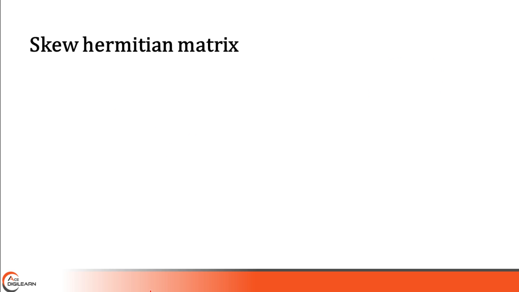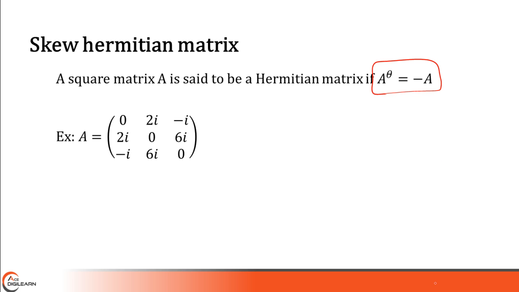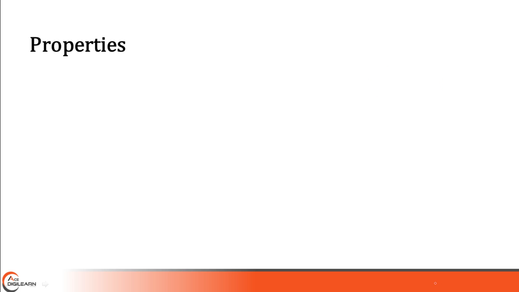Next, skew Hermitian matrix. If A power theta equals minus A, then the matrix is said to be a skew Hermitian matrix. See an example. Next, properties of skew Hermitian matrix.